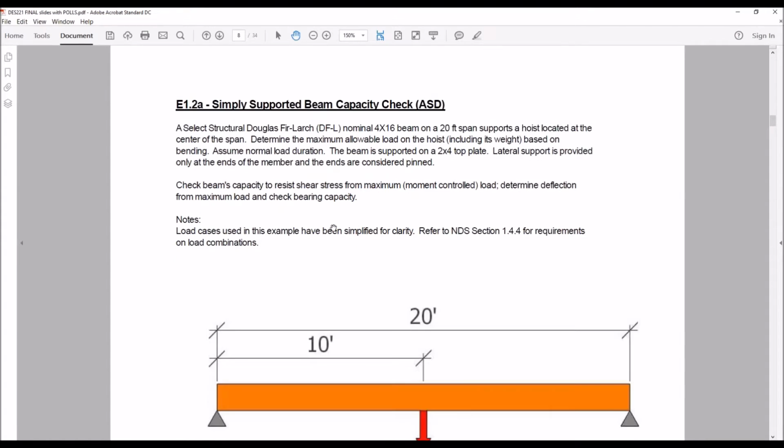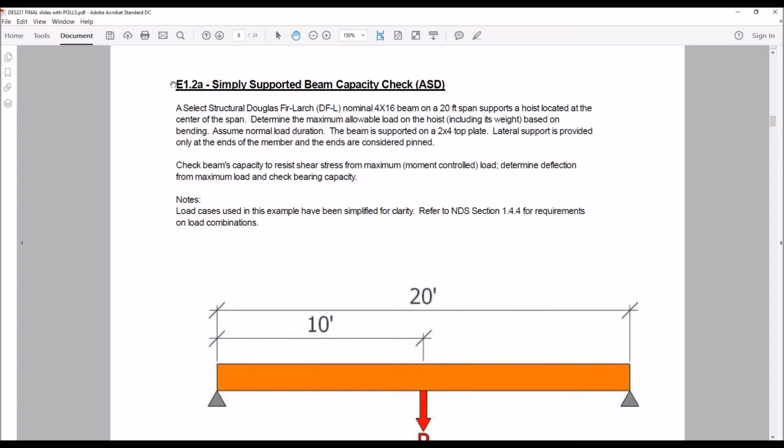So the way that the example problem document is laid out is the examples are numbered, so that's why you see this E1.2A. That's the number on this particular problem. When you go into the document, that's how they're labeled. They're each numbered. And for this particular problem, we have a select structural Douglas fir beam that's a 4x16.